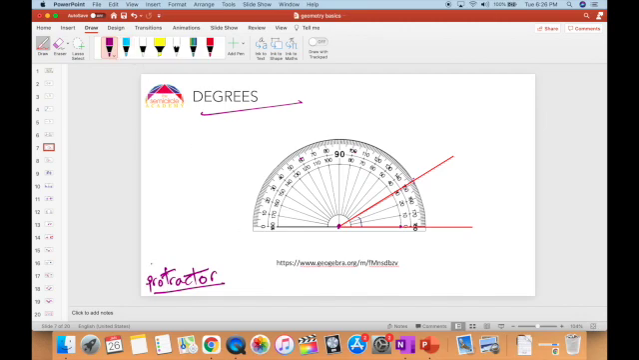Now, we say we measure an angle in degrees, and how do we do that? We do that using a protractor, right? A protractor is this device here. We use it to measure angles.